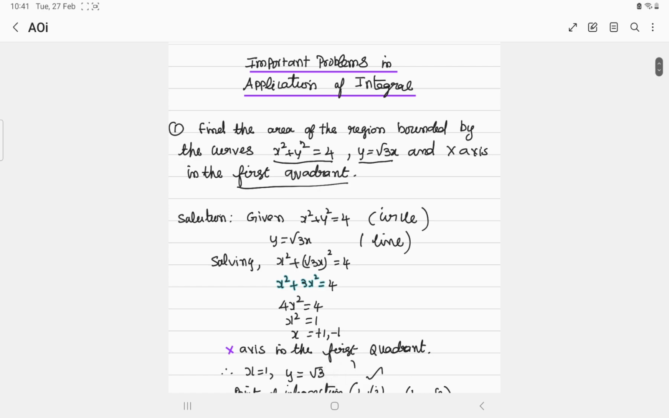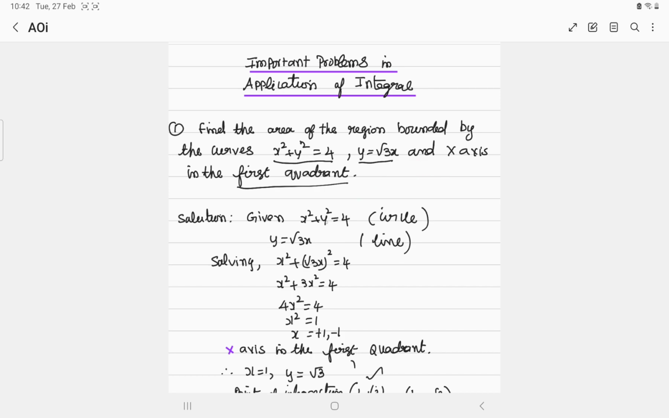Important problems in application of integral. First question. Find the area of the region bounded by the curves x square plus y square is equal to 4, y is equal to root 3x and x-axis in the first quadrant.